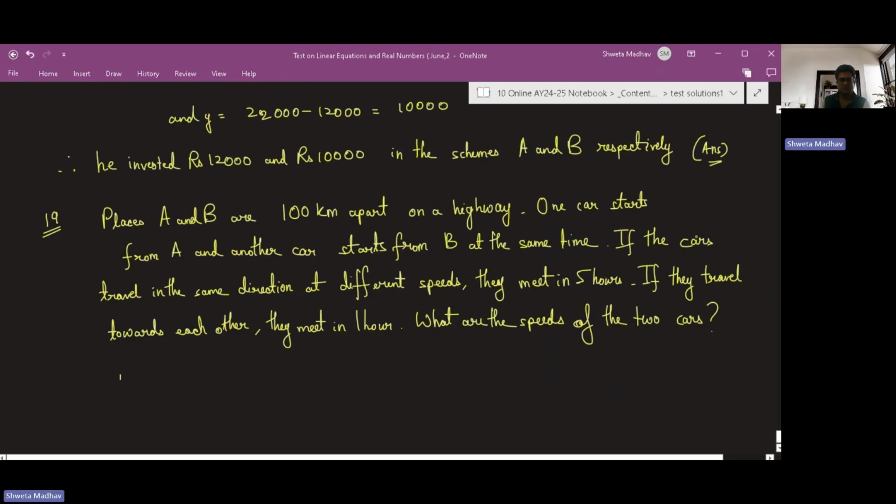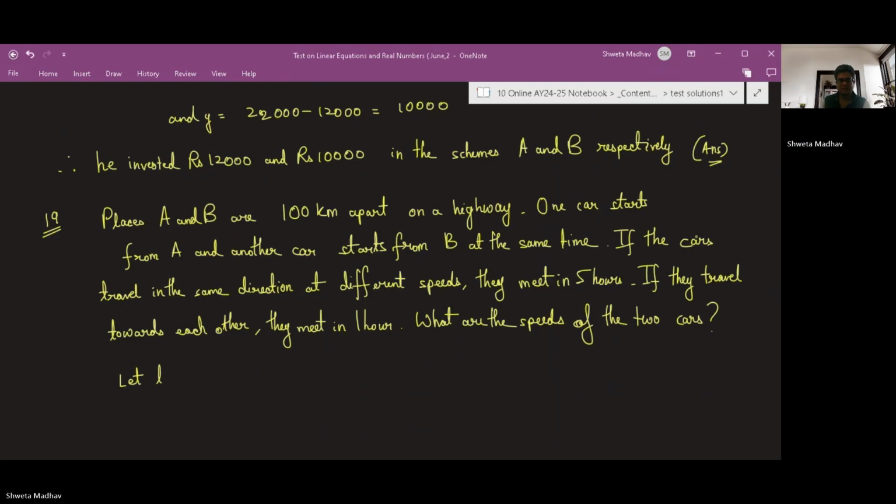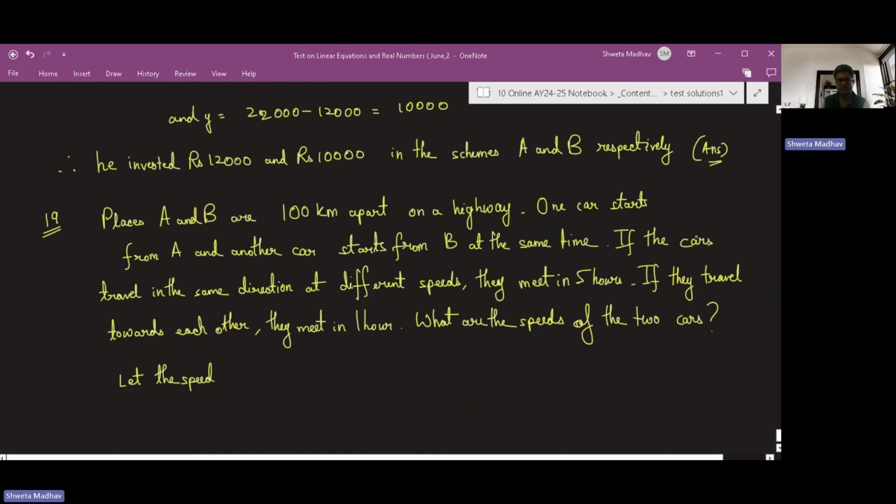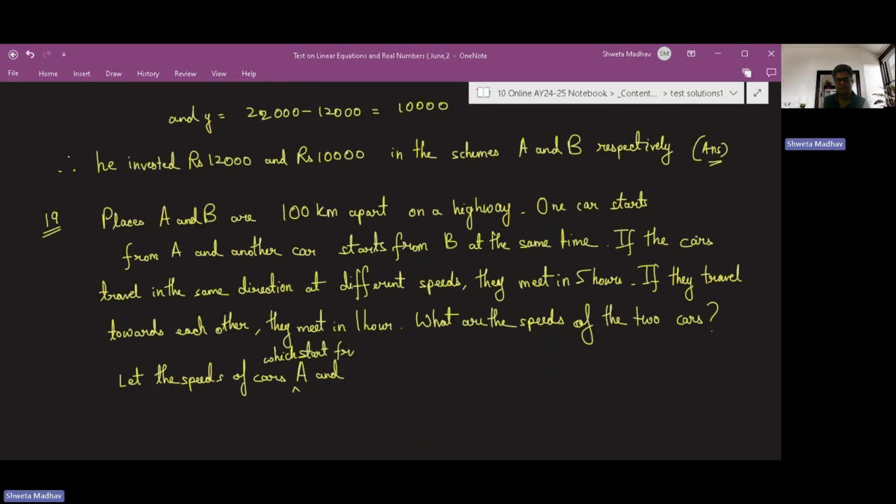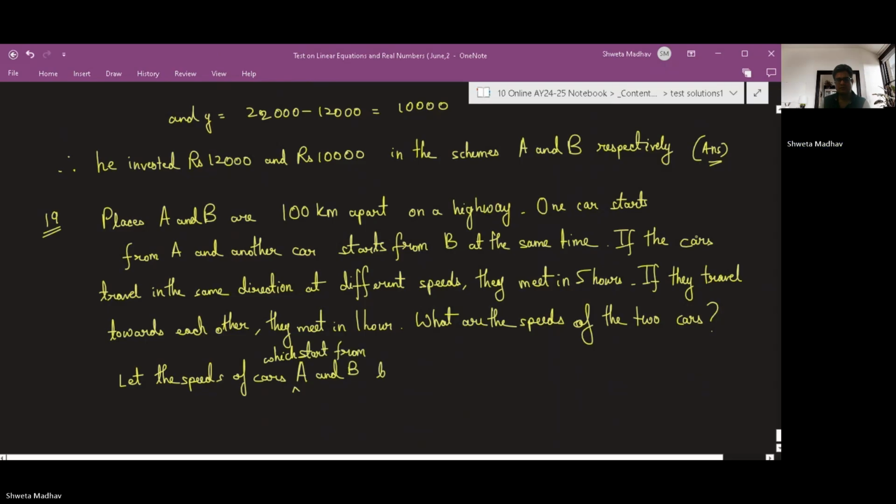So now let us take the speeds of the two cars to be x kilometers per hour and y kilometers per hour respectively. So let the speeds of the cars which start from A and B be x kilometers per hour and y kilometers per hour respectively.